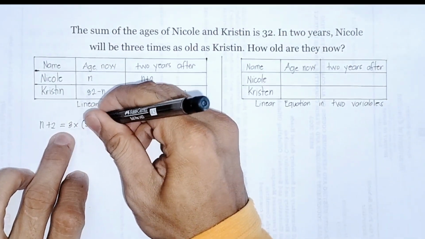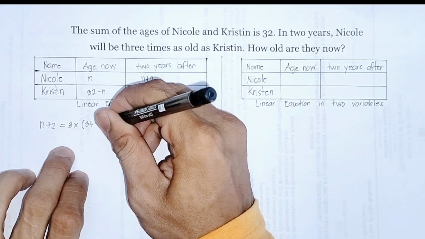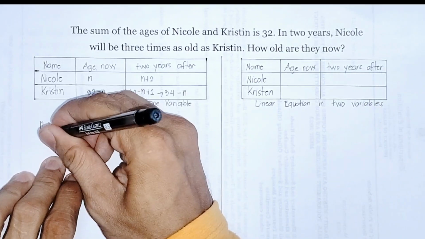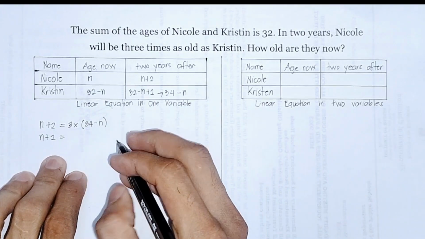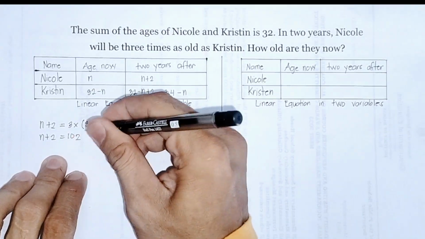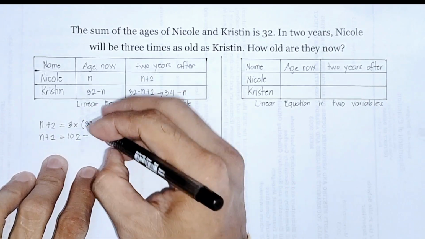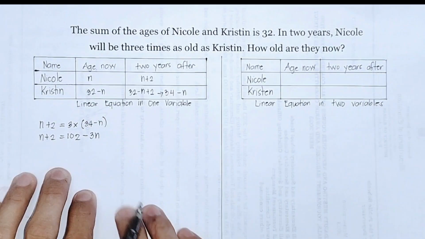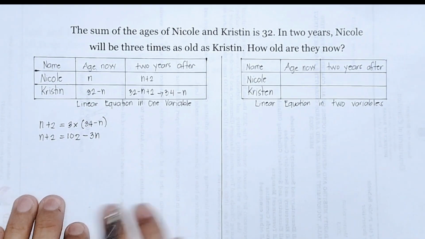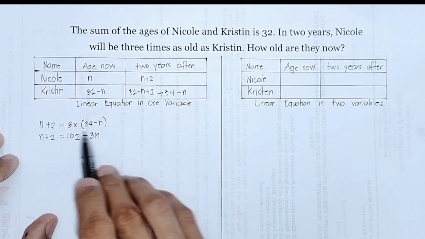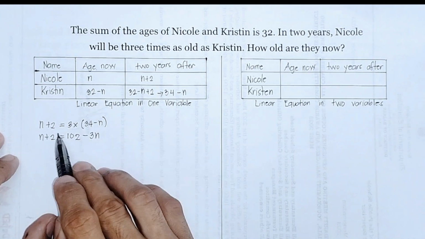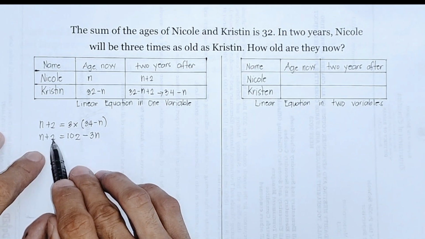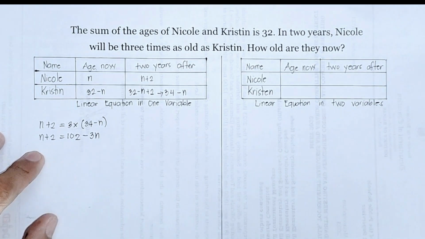So we have 34 minus n. So let's just copy n plus 2 is equal to 3 times 34, that is 102, minus 3 times n, that is 3n. And now we're gonna transpose the terms. So we have here n and negative 3n. We also have 2 and 102. So I'm going to transpose this to the other side, or I'm gonna use the addition property of equality.